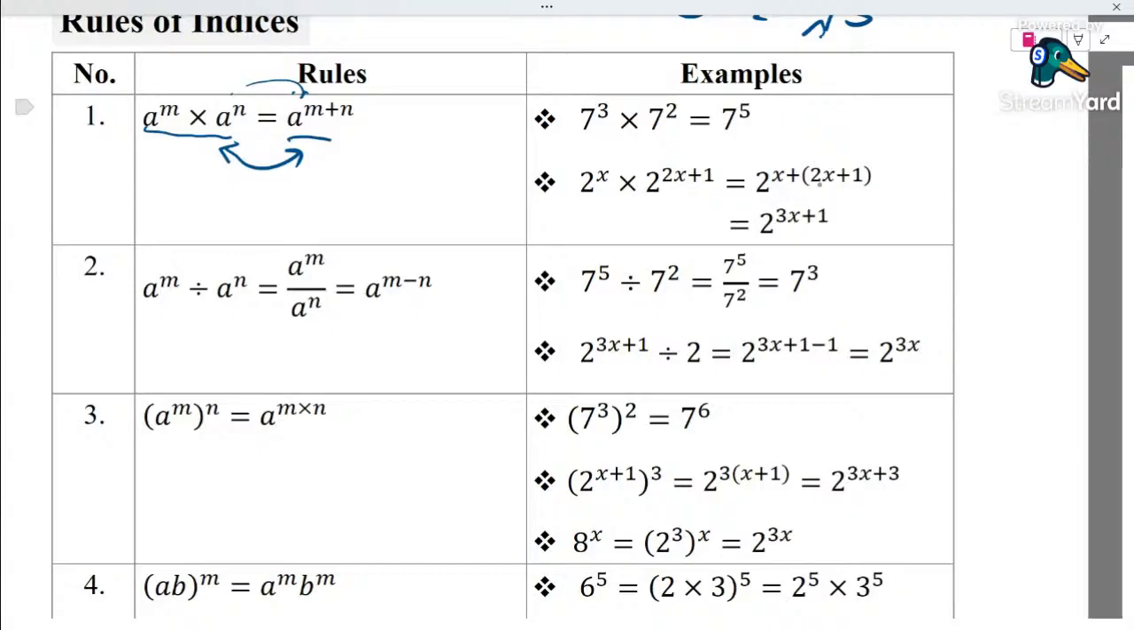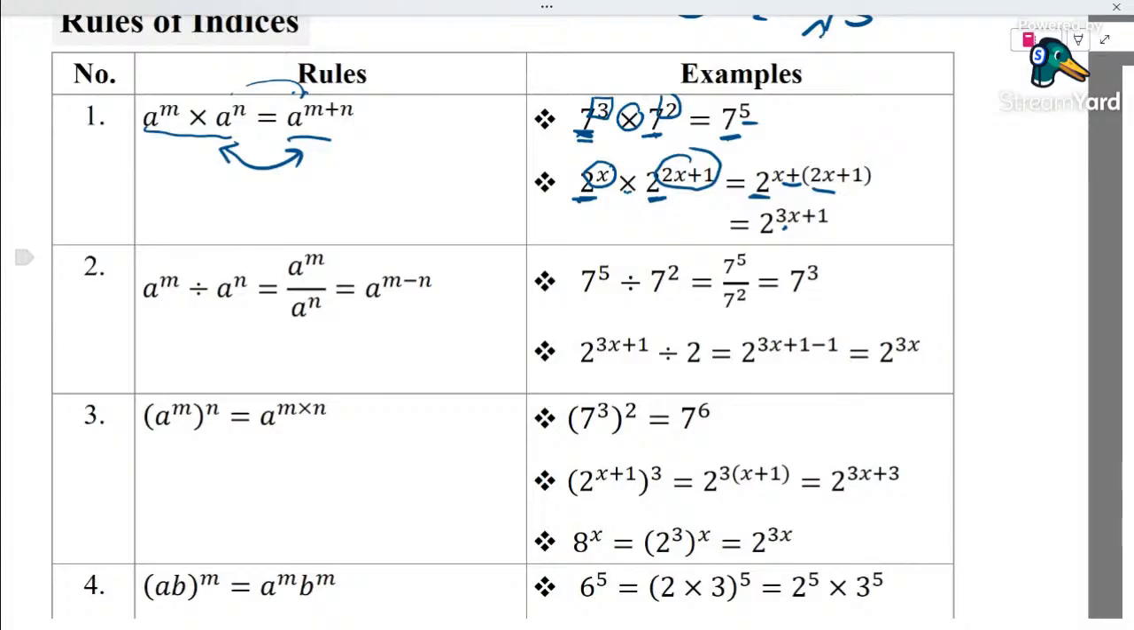Some examples with numbers: 7 power of 3 times 7 power of 2 will be 7 power of 5. How do we do that? Same base number 7, multiply, so we take the powers and sum up: 3 plus 2 equals 5. That's it. For a more complicated case, base 2, power of x times power of 2x plus 1, multiply, so we combine them into the same base number and sum up the powers. I do this one slowly for the addition, and we can see the result is 3x plus 1.